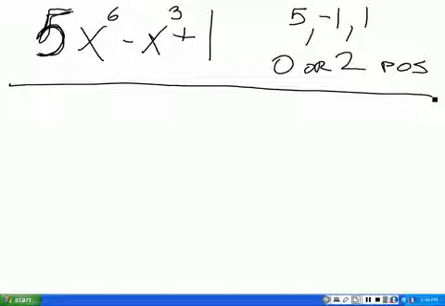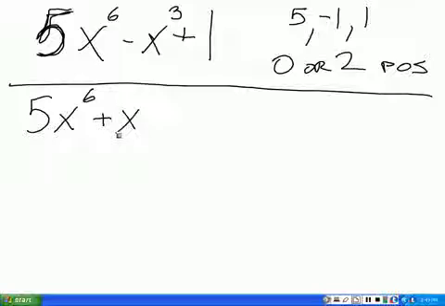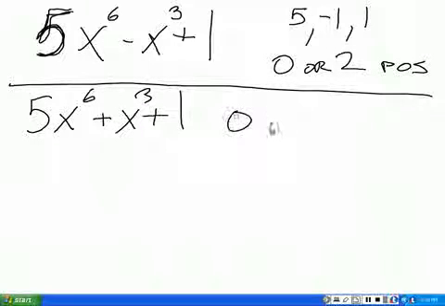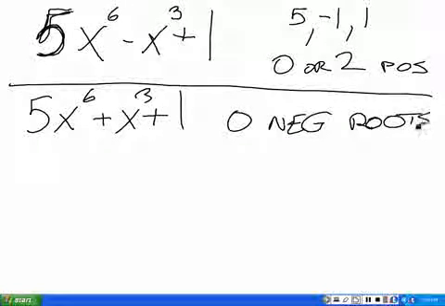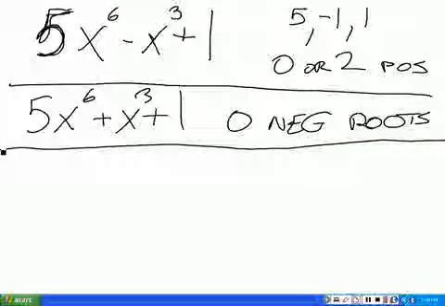Of course, if I were to plug in negative x in place of x, I get 5x to the 6 plus x cubed plus 1. So I know there's no negative roots. And this is all Descartes' Rule of Signs tells me.